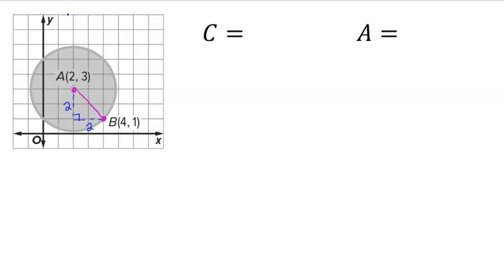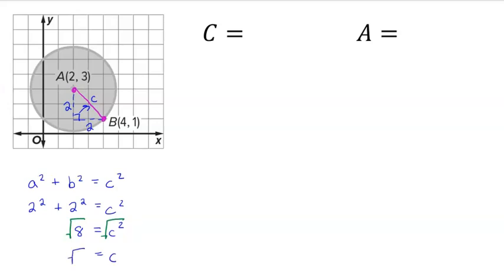And so if you do the Pythagorean theorem, we have a squared plus b squared equals c squared, and this turns into 2 squared plus 2 squared equals c squared, c being our radius, which is the hypotenuse right across from that 90-degree angle. And 2 squared is 4, plus 4 gives me 8 equals c squared, and then from here I can take the square root of both sides and I get c is equal to the square root of 8.